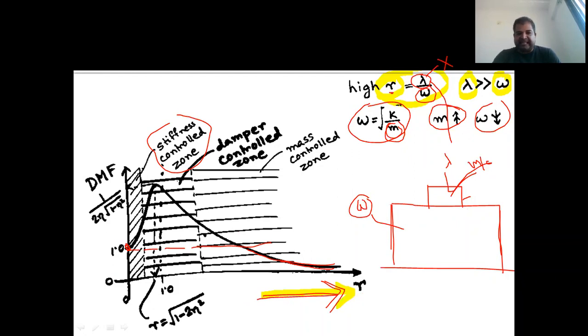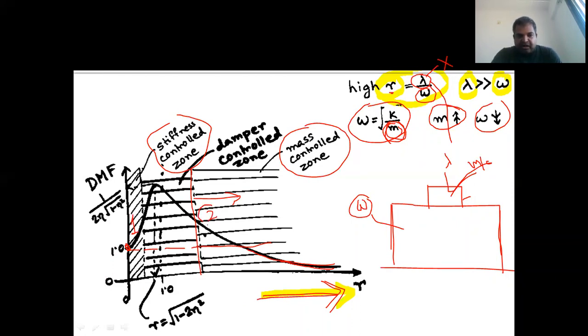So this will happen in the case where you control omega. This is my second zone, on the rightward side of this. It will be controlled by the value of m, so this is my mass controlled zone, right? So these two zones I have defined: this is my zone number 1 and this is my zone number 2.